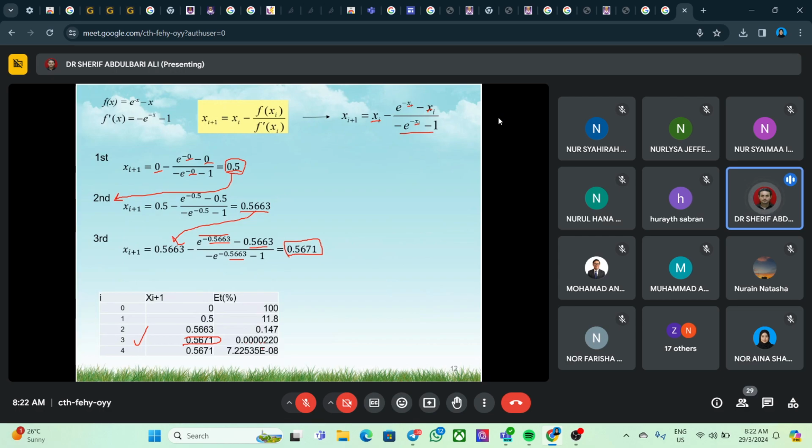We have solved this example using the fixed point. It's about 9 or 10 iterations to be more closer to the true value. But with the Newton-Raphson, we just only go for the 3 iterations, and we already achieve the answer.